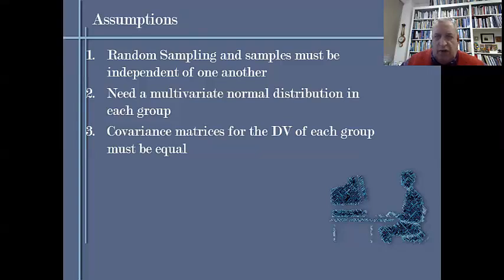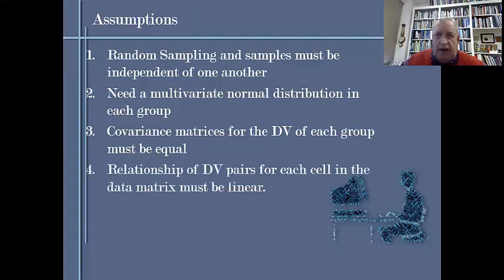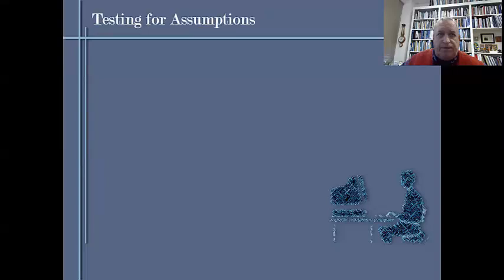So again, when we look at putting these all together, the dependent variables have to have a covariance that's equal. Then the relationship of the dependent variable pairs for each cell in the data matrix must be linear. And so we have to look for that linear relationship among the dependent variables that we're looking for.